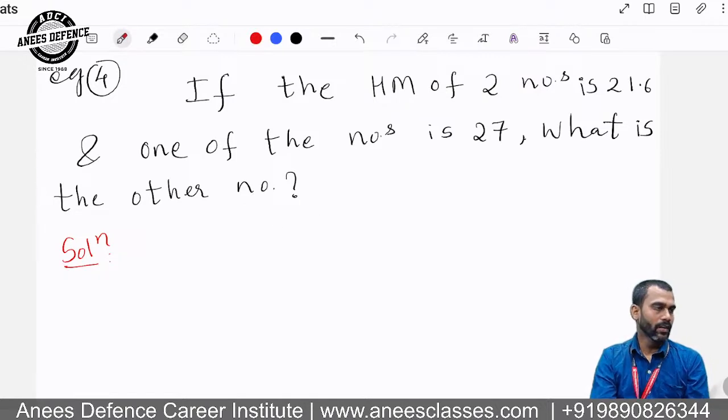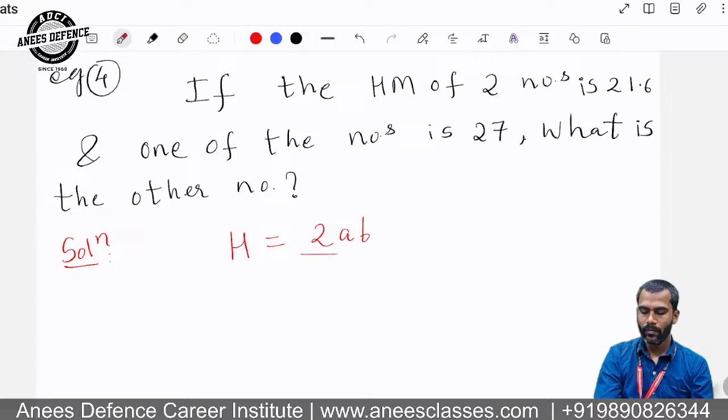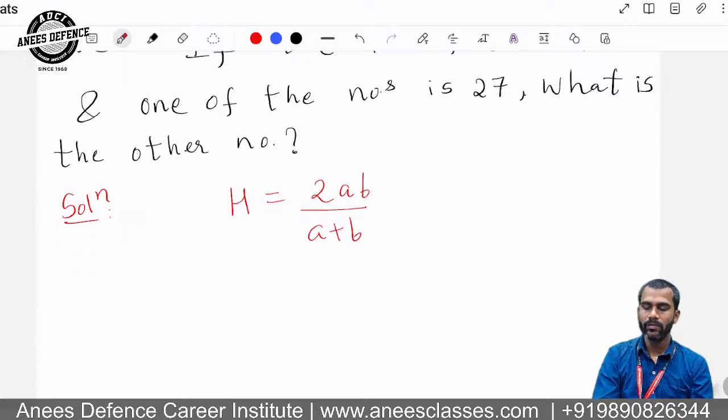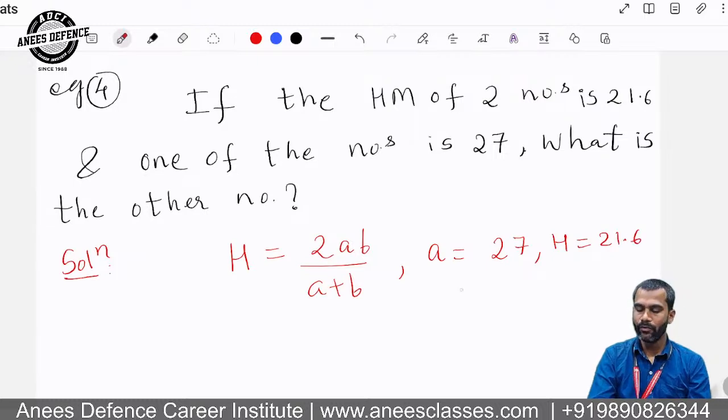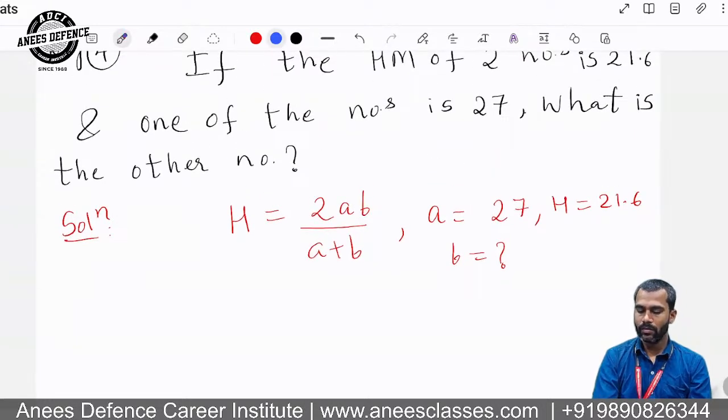So as two numbers are given here and HM is already given, one of the numbers is given basically, and the other number you need to find out. So let the two numbers be A and B. So what is HM? 2AB over A plus B, isn't it? So A is 27 and H is 21.6. We need to find B. Simple. Just substitute all the values that we have.